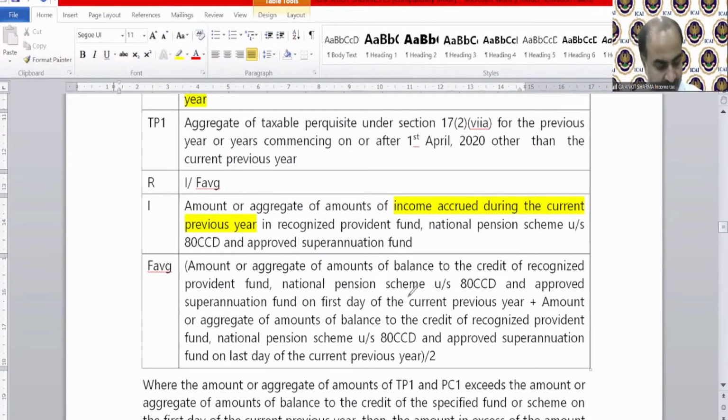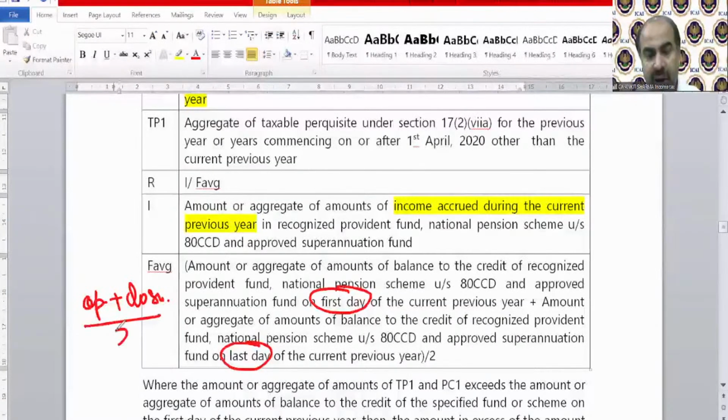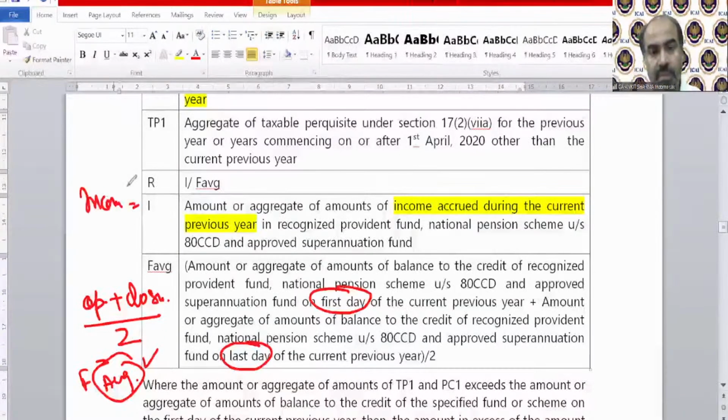We need to take the balance of the first day and the balance of the last day of the fund value. We take the opening balance plus the closing balance of the fund divided by 2. That will be called F average, that is, fund average balance. So I technically resembles income or interest. F average means fund average value, so opening plus closing divided by 2. With the help of this formula, we can find the solution.